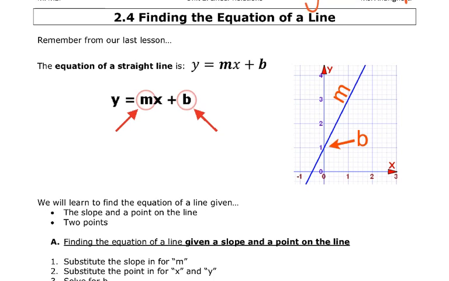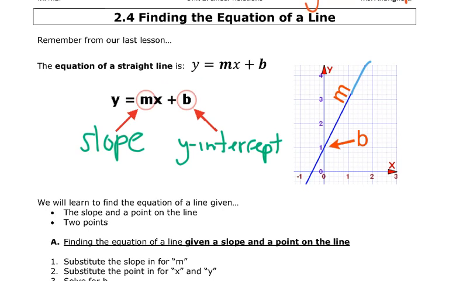So here we've got the equation of a line, and the two important pieces of information in the equation of a line are m and b. So can you remember what m stands for? If you said the slope, you are correct. So it's the slope of the line. And then our b, what is that? That is our y-intercept.